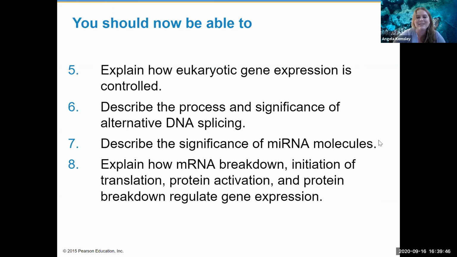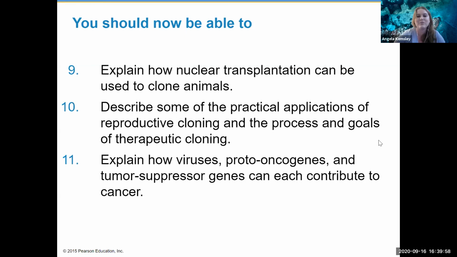Describe the process and significance of alternate DNA splicing. Describe the significance of microRNA molecules. Explain how mRNA breakdown, initiation of translation, protein activation, and protein breakdown can help regulate gene expression. Explain how nuclear transplantation can be used to clone animals. Think about Dolly the sheep, or if we're thinking even more ambitiously, possibly a similar thing being used for the rhinos.